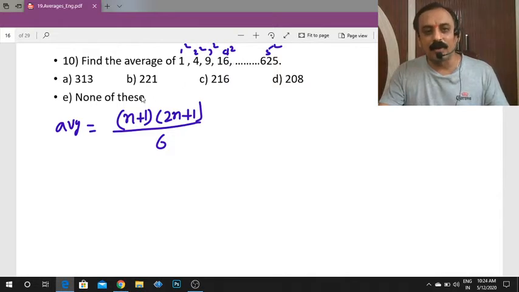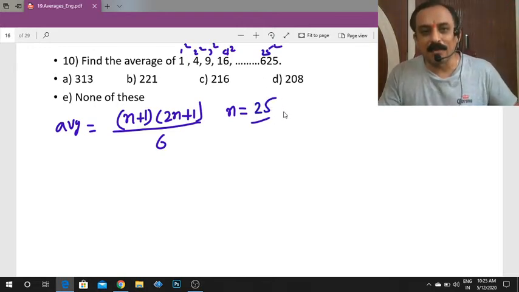Now, for the question, these are all perfect squares. The average of squares of the first n natural numbers is (n plus 1) into (2n plus 1) by 6. Now what is the n value? Is it 625? No, this is not 625. n means how many observations are there. 1 square, 2 square, 3 square, 4 square, up to 25 square. So here how many numbers are there?